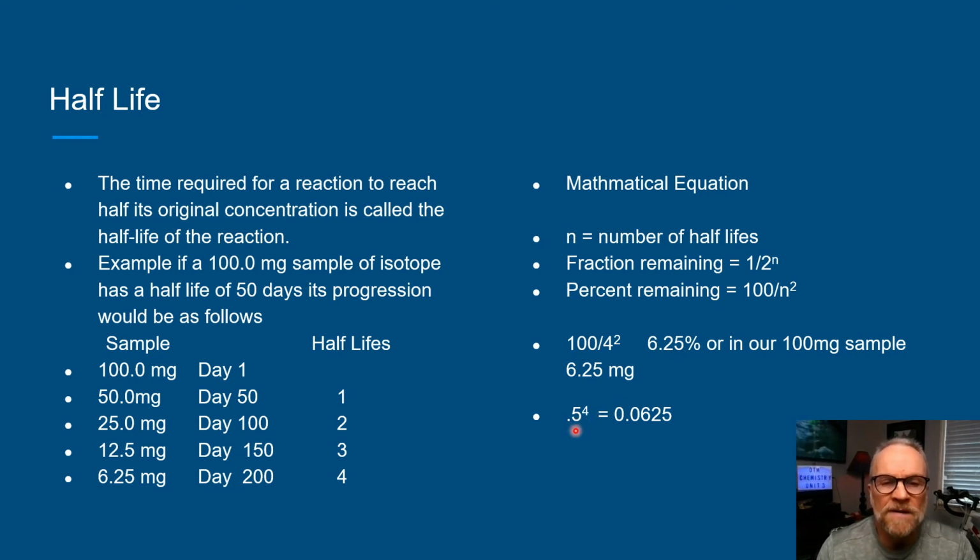And then our next example is fraction remaining. It'd be 1/2 raised to the n, where n is the number of half-lives. So in our example here, 0.5 or 1/2 to the 4th would give you 0.0625 of your sample left. The fraction, times 100, would give you 6.25 milligrams.